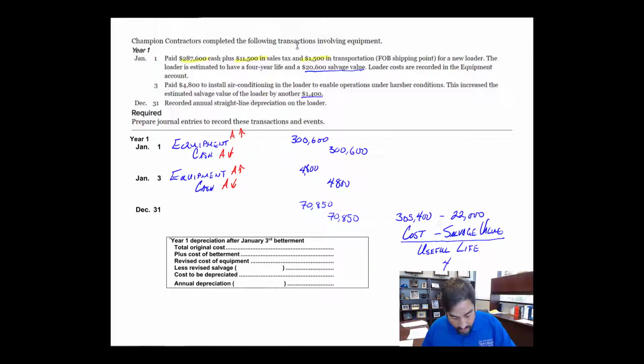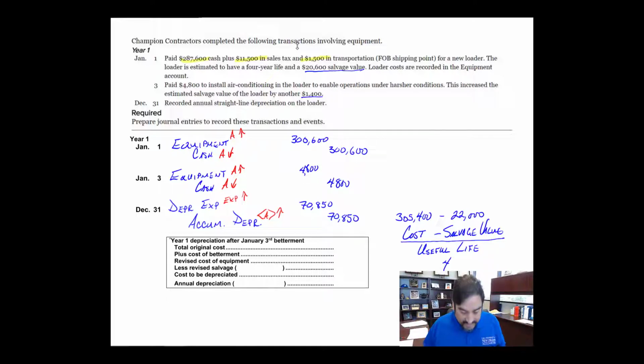And our journal entry for the depreciation expense is a debit to depreciation expense and a credit to accumulated depreciation. Depreciation expense is an expense account that we increase with a debit. Accumulated depreciation is a contra asset account that we increase with a credit.